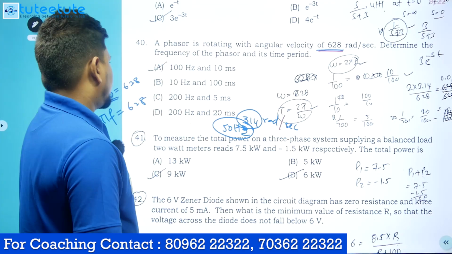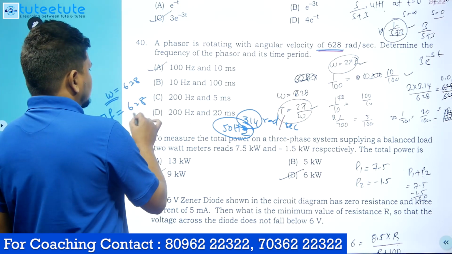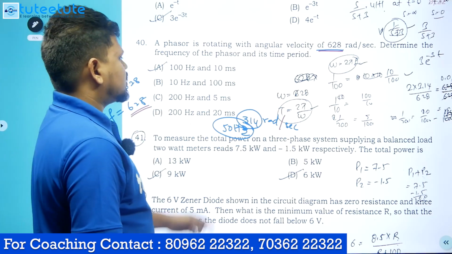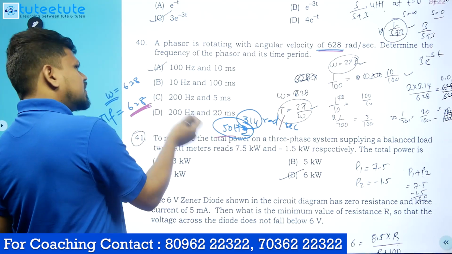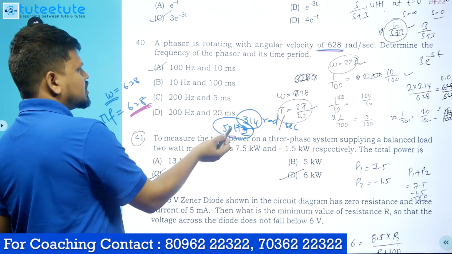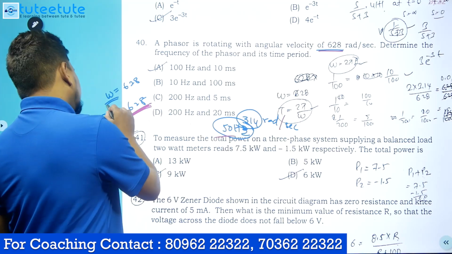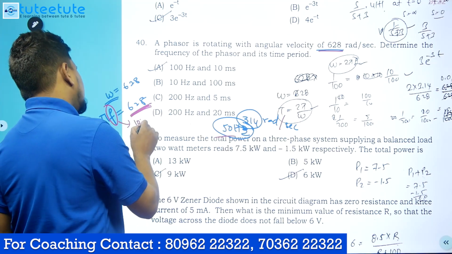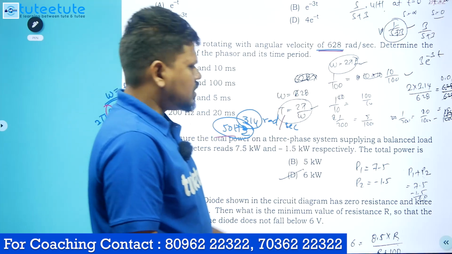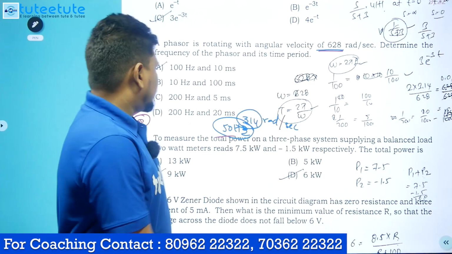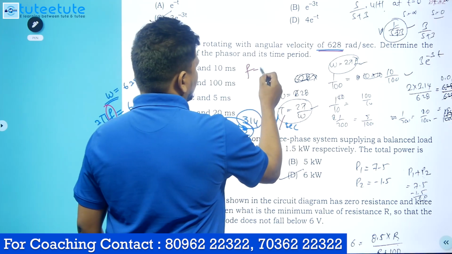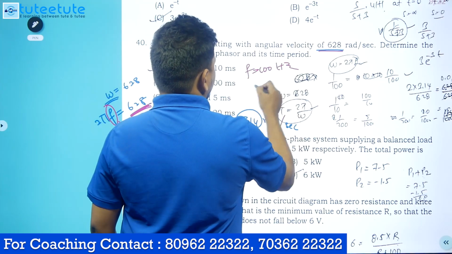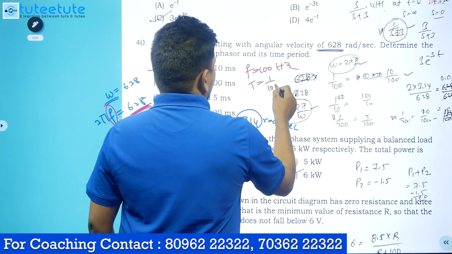There is no problem. Anyway, 628 they have mentioned, that means 314 means 50 hertz and we are getting 314 double. So 628 means 314 two times, that means the frequency is now not 50 hertz, it is 100 hertz directly. So the frequency is 100 hertz and we have only one option. When the frequency equals 100 hertz, what is the time period? Time period is equal to 1 by 100 hertz.